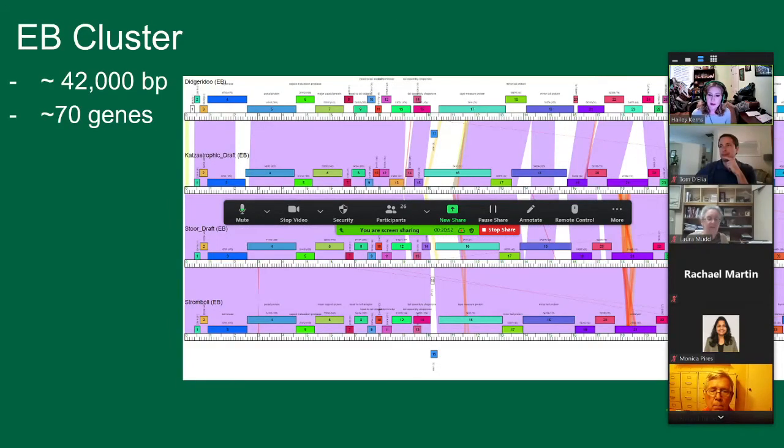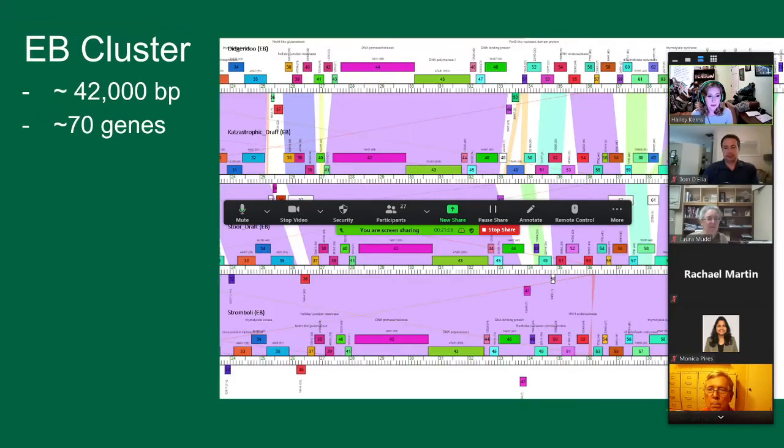Starting with the EB cluster, St. Leo worked with Catastrophic and Store, while comparing Didgeridoo and Stromboli to them. EB is typically around 42,000 base pairs in length for their viruses, and they code for about 70 genes. And what's really unique about the EB cluster is that it has such a large amount of genes in such a small amount of space, so it's very compact.